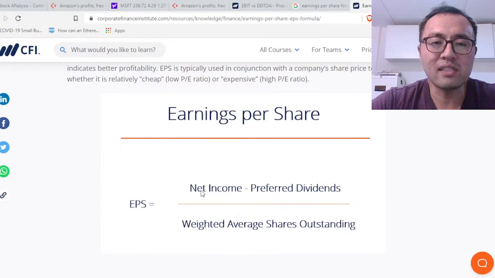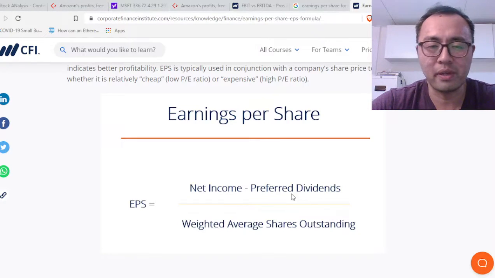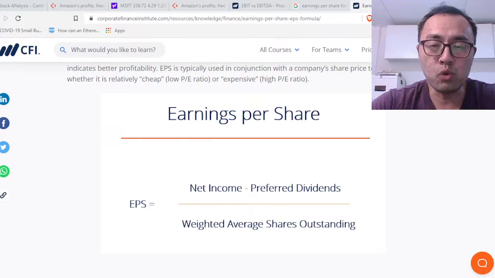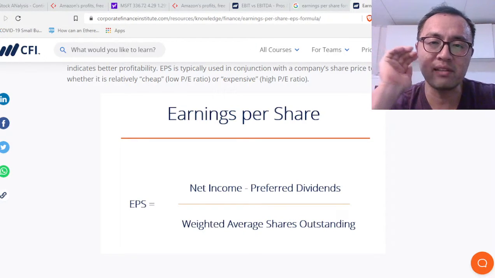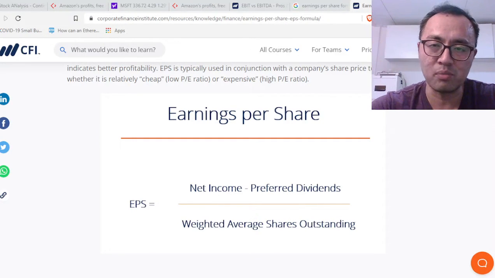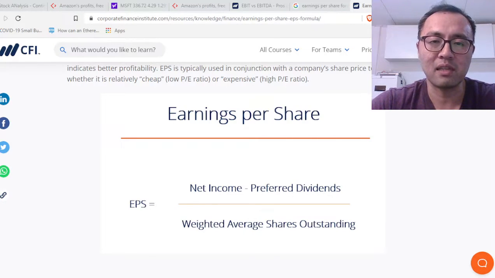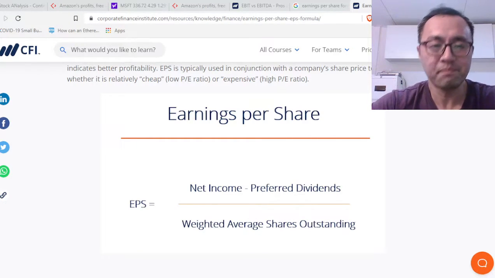So the definition is net income divided by preferred dividends. So basically dividends, how much you paid, divided by number of shares outstanding, right? So whatever you bring in, if you pay out dividends, that's profit. You paid out profit to people that you're supposed to share profit with, divided by how many shares are outstanding. It means how many shares of the company are there.